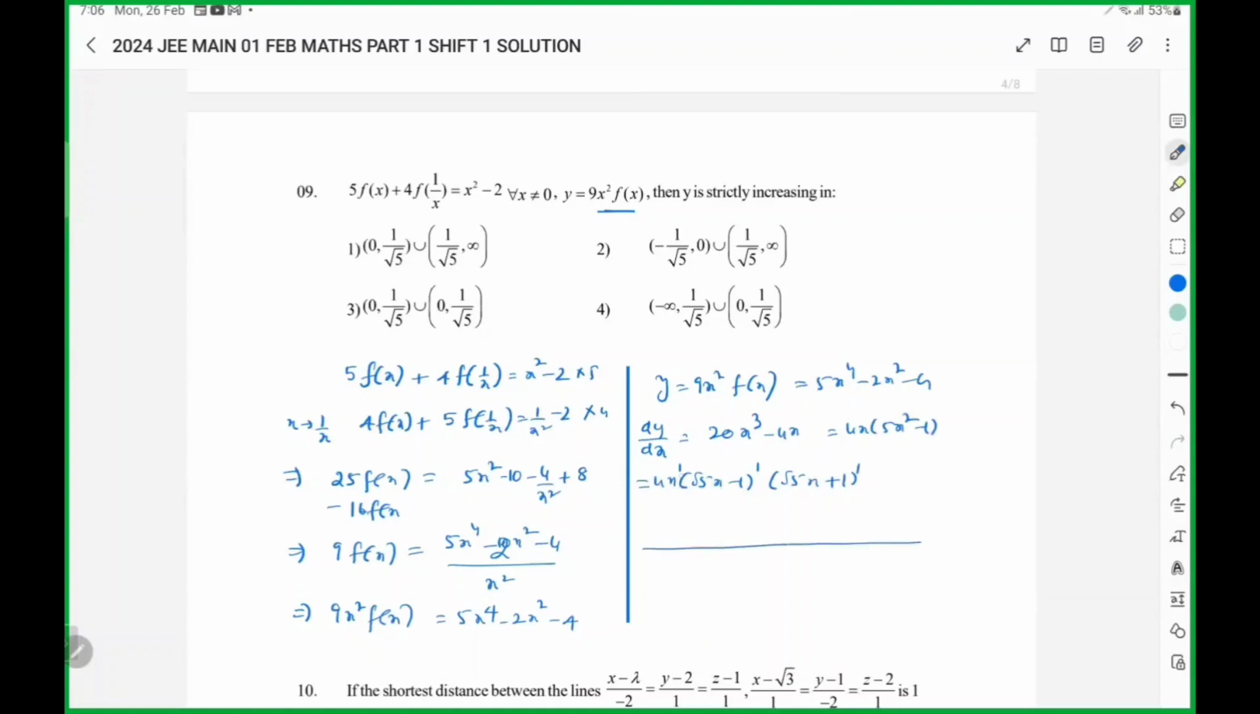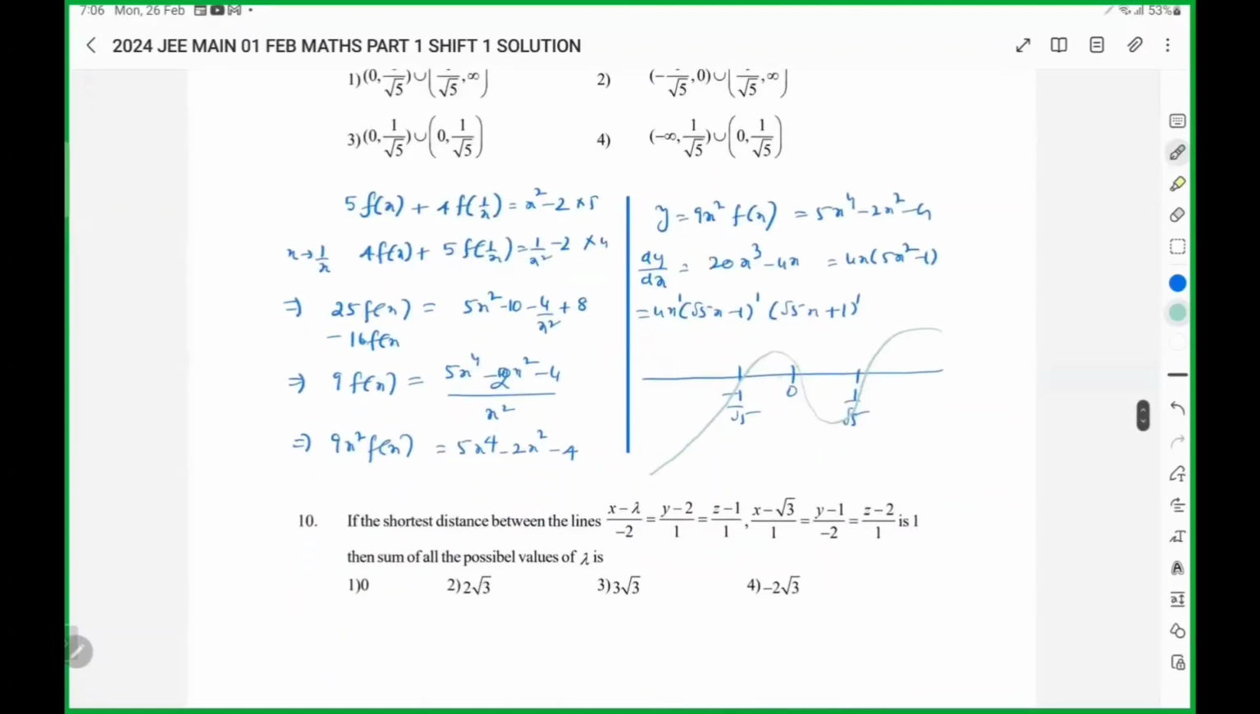By using the wavy curve method, 0, minus 1 by root 5, 1 by root 5. The curve will be like this. So where the dy by dx graph is positive, it means f dash x is positive if x belongs to the union, 1 by root 5 to infinity. That means f increases in the above interval.